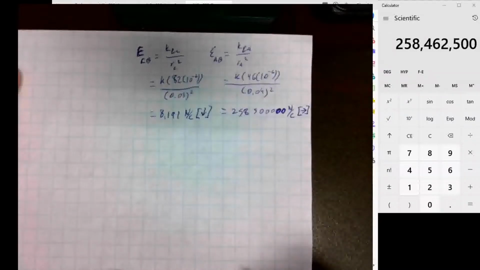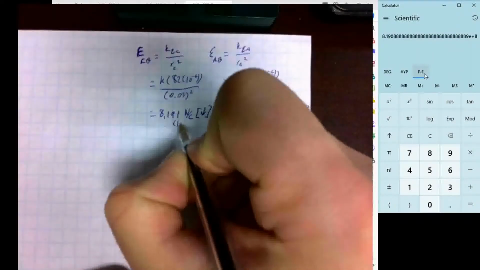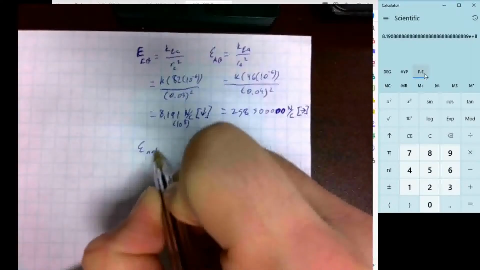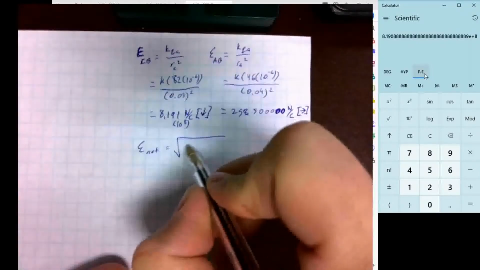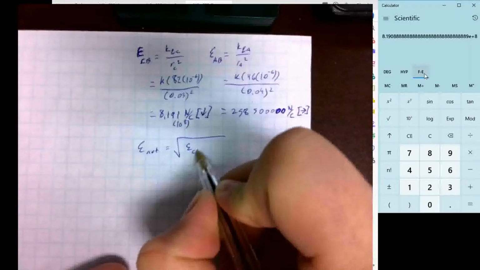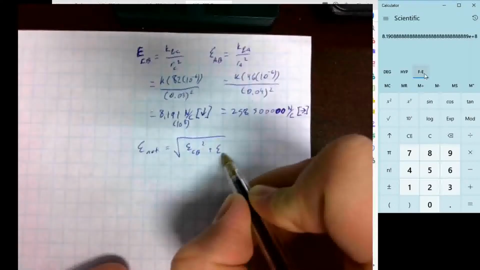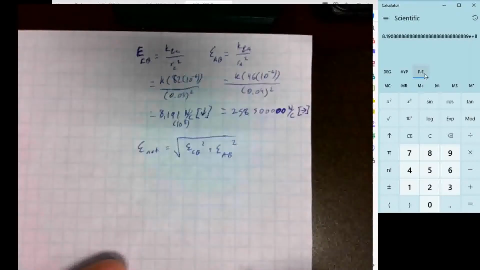So now I need to, sorry, let me go back here. I forgot to write the order for this. This was times 10 to the power of 8. So I now have to find out what epsilon net is, and it's the vector addition between these two, which works out to the square root of the sum of the squares of their magnitudes.